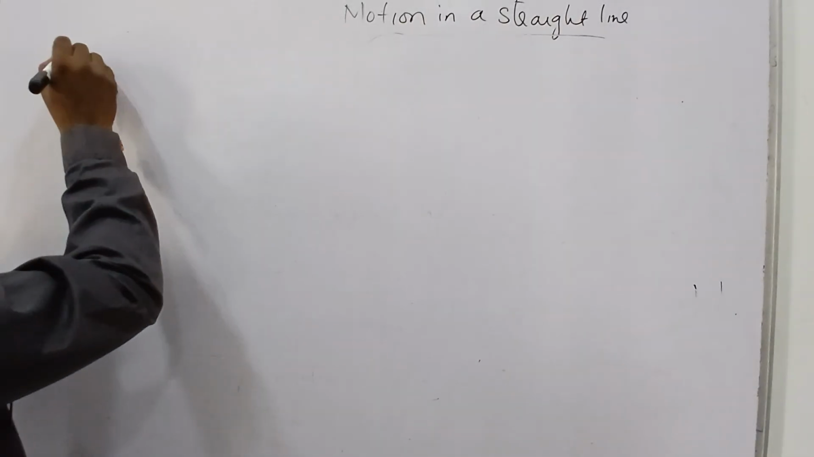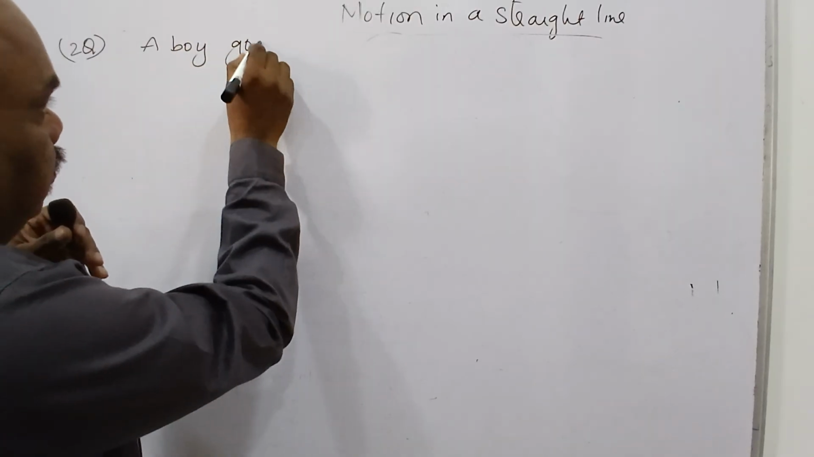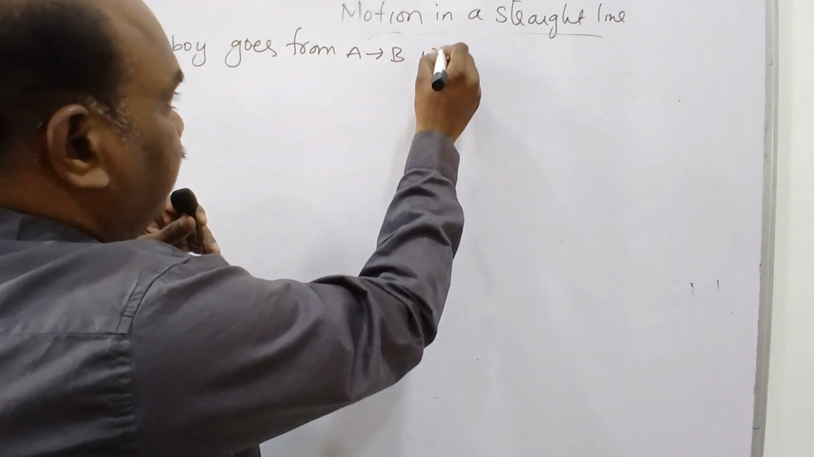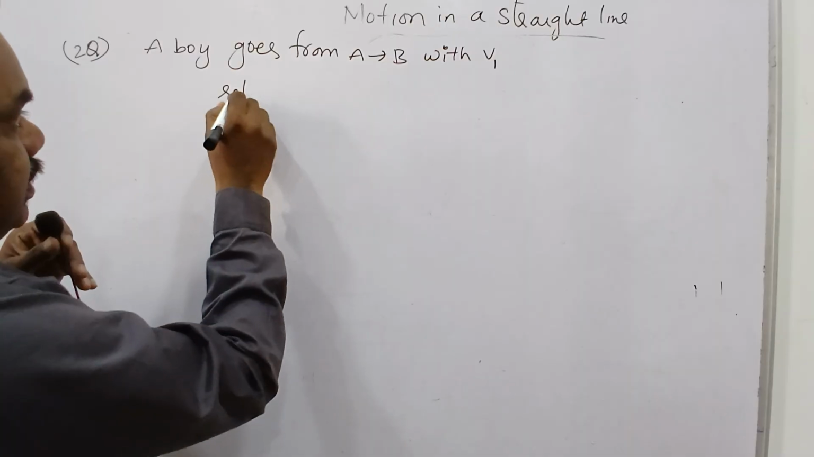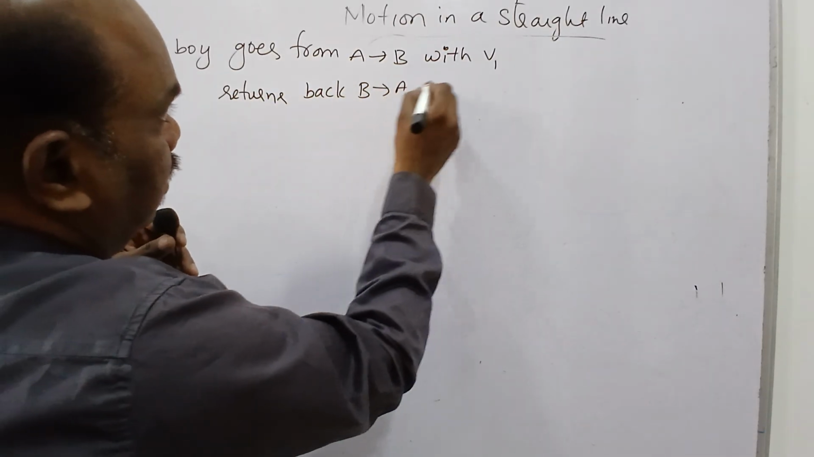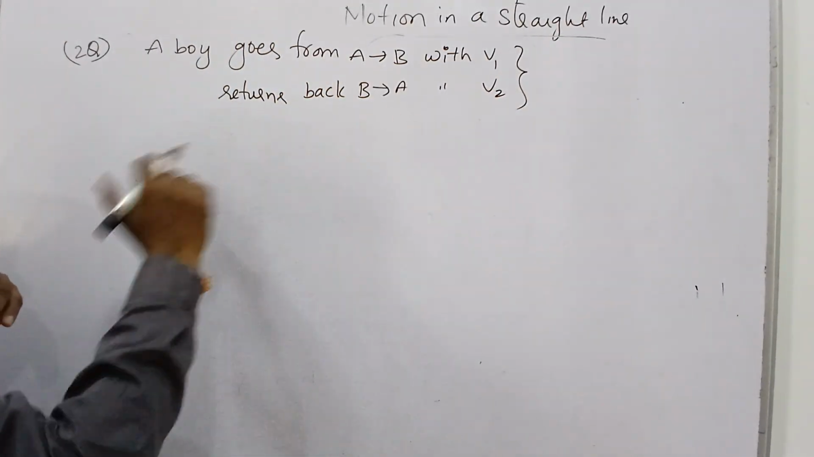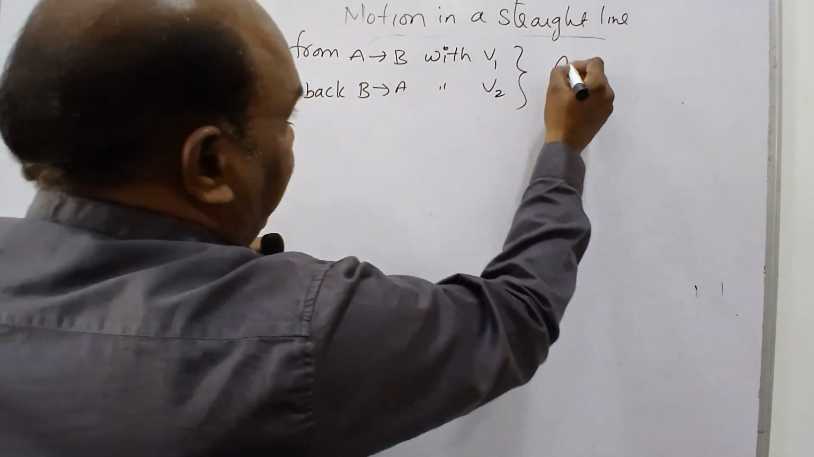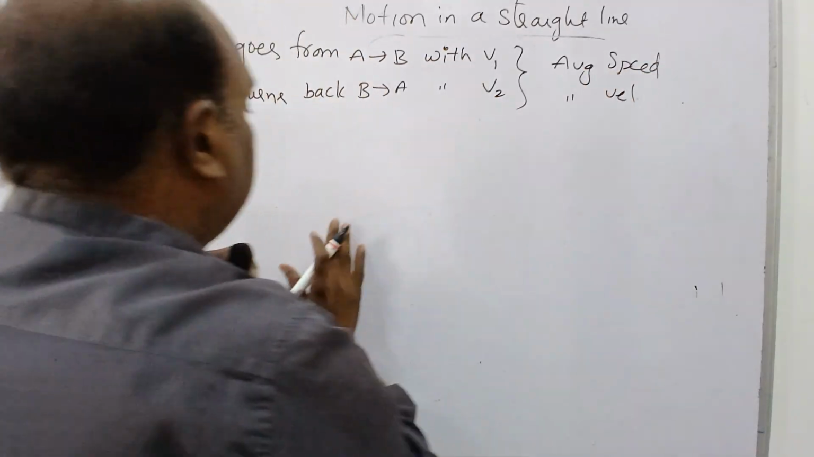Next question, very important. A boy goes from A to B with V1 speed. Again he returns back from B to A with V2 speed. A boy goes from A to B with V1 speed, again he came back to the same place from B to A with V2 speed. Find average speed and average velocity. These two you need to find.